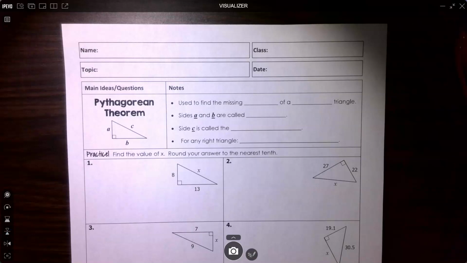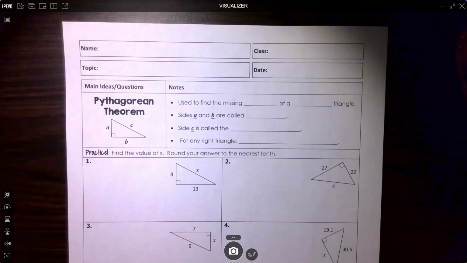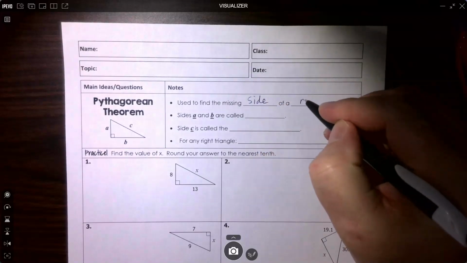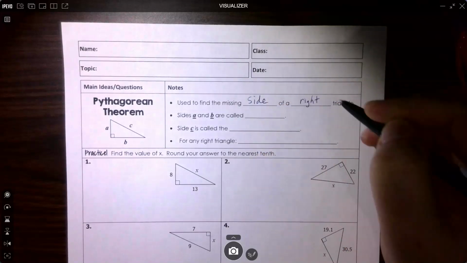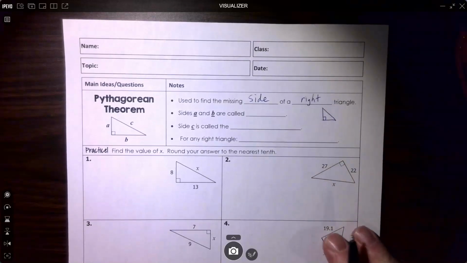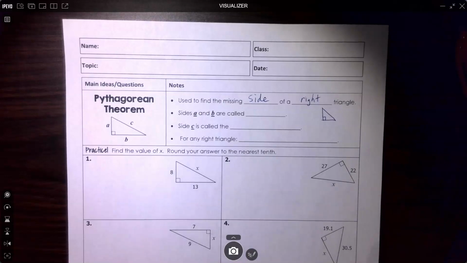Alright, so this lesson is on the Pythagorean Theorem and its uses. This is used when trying to find the missing side of a right triangle. Just to recall, a right triangle has a right angle in it. That's what you'll be looking for in all your triangles in order to solve them.